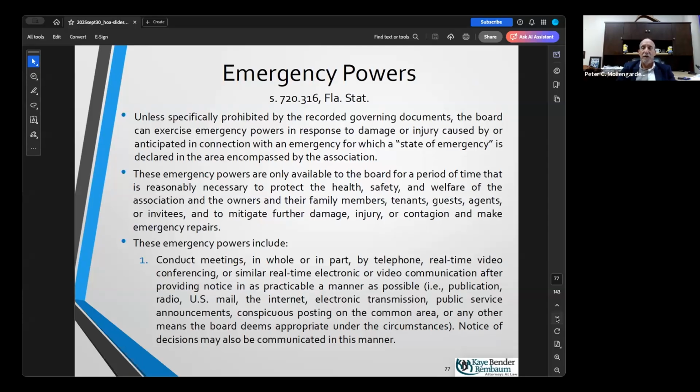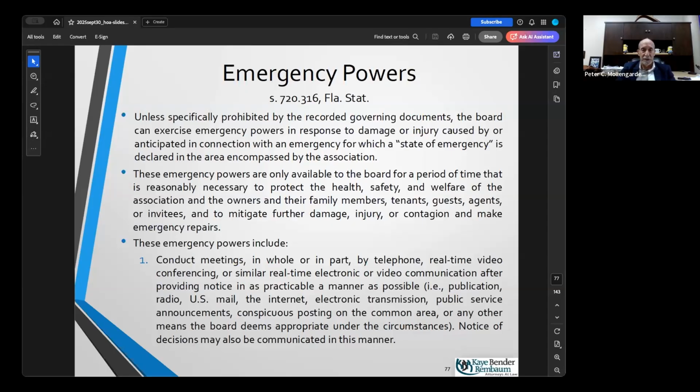This became a super hot topic in HOAs and condos, a little more in condos because of the nature of the way they're constructed. But back in the lovely COVID time in 2020, emergency powers were everywhere because of that emergency and things being shut down. What can the association shut down, what can't the association shut down? So actually the law was changed post the pandemic. But I'll go into what it says now.